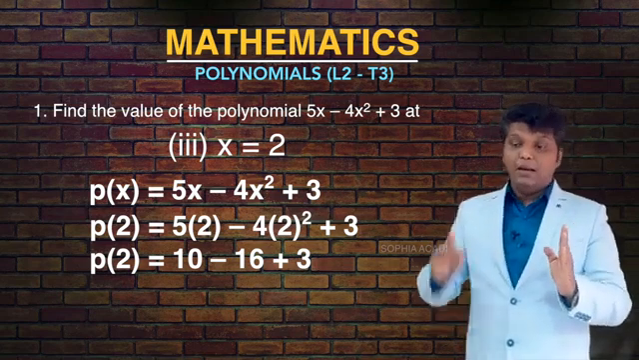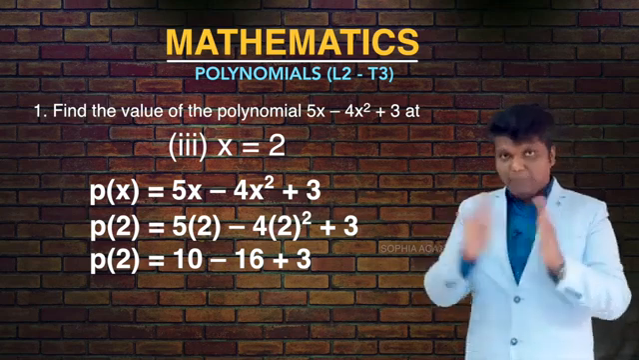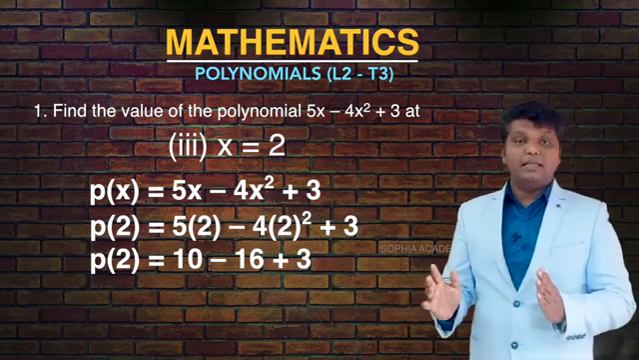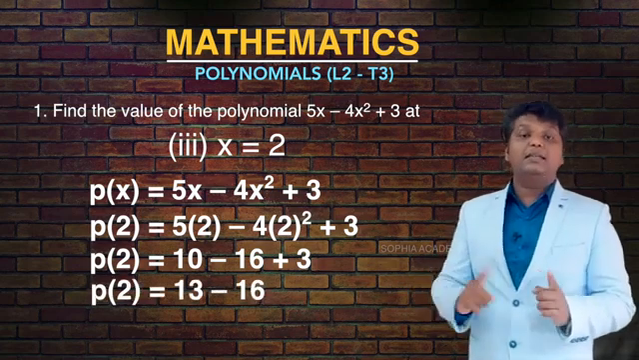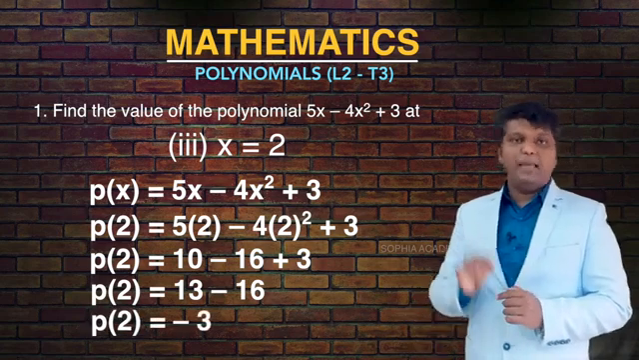10 is a positive number, minus 16 is a negative number, plus 3 it's a positive number. So add the positive numbers together. 10 plus 3, it is 13. 13 minus 16. Smaller number minus bigger number. It is negative. So minus 3 will be the answer.